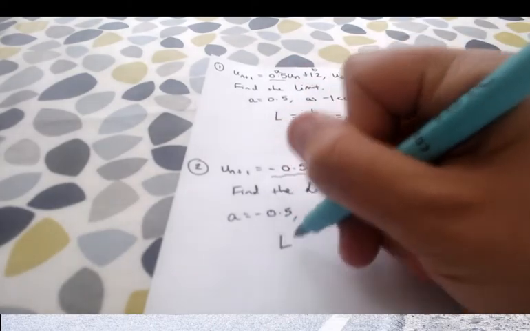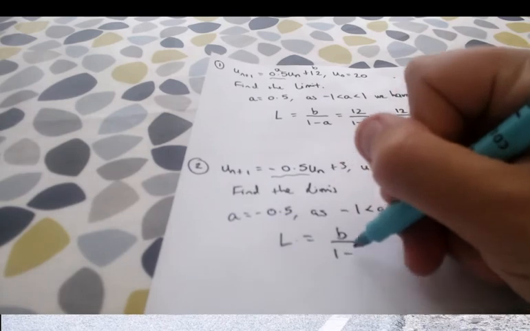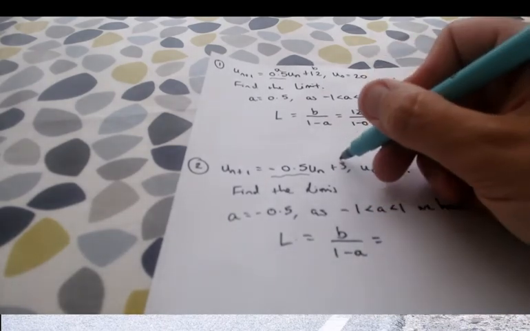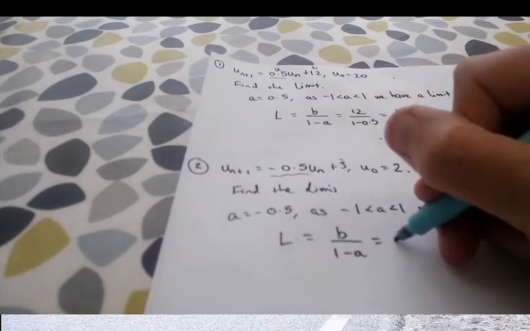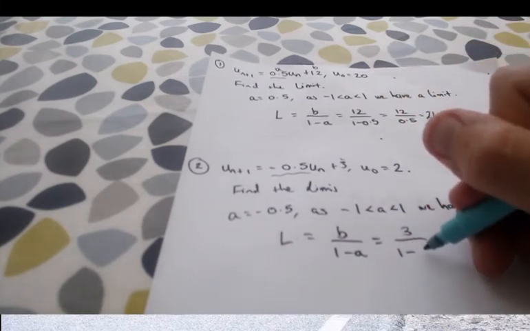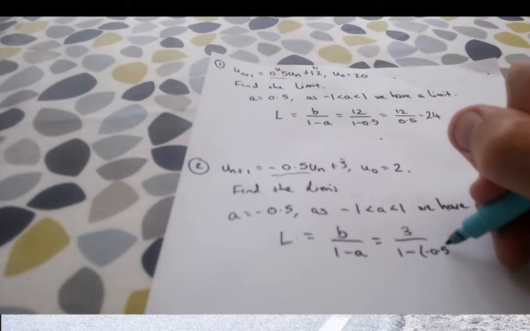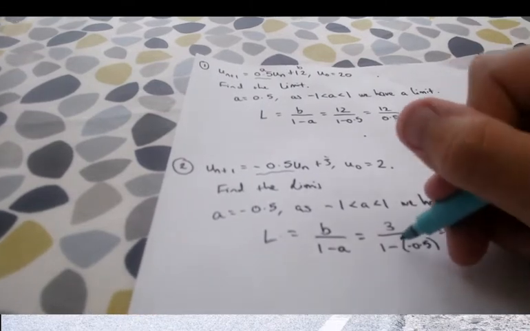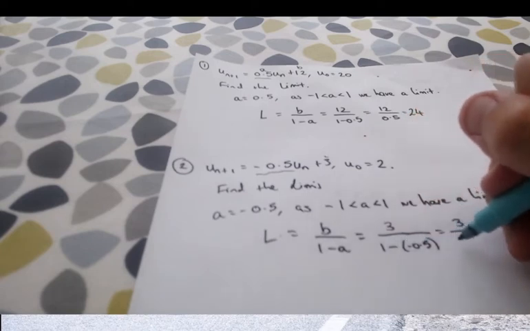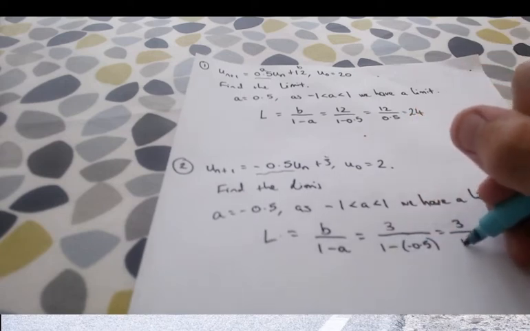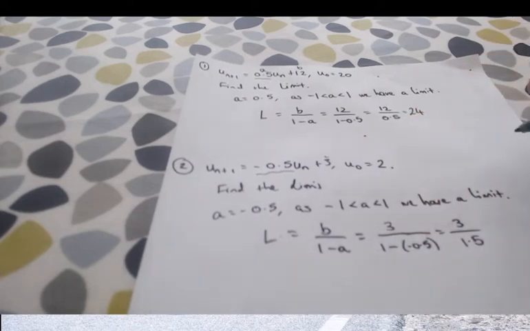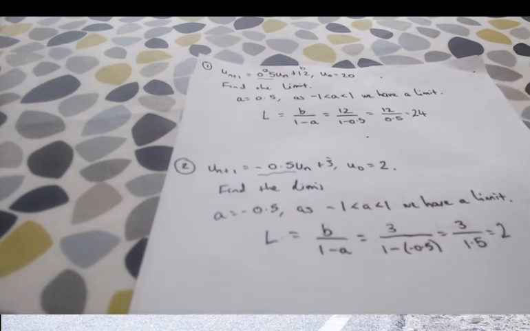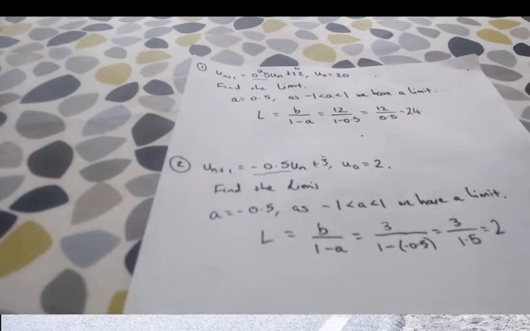So, limit formula, B over 1 minus A, and then fill in the information. So, B is 3. 1 minus A, where A is negative 0.5, so I've got 3 divided by 1 minus negative 0.5, which is 1 add 0.5, so 3 divided by 1.5, that equals 2. So the limit of that formula is 2.